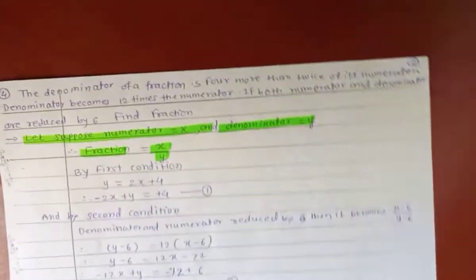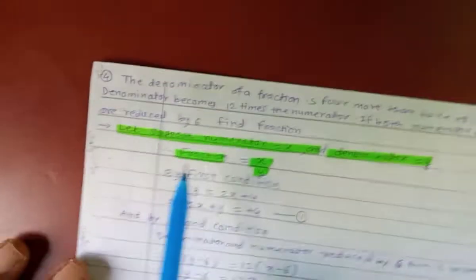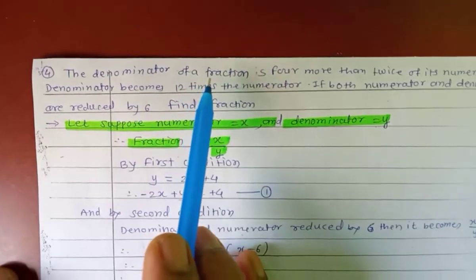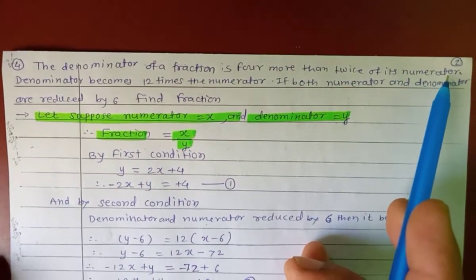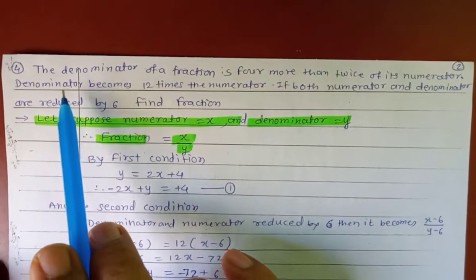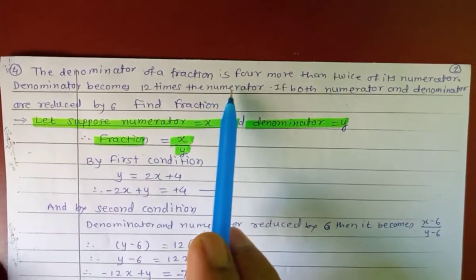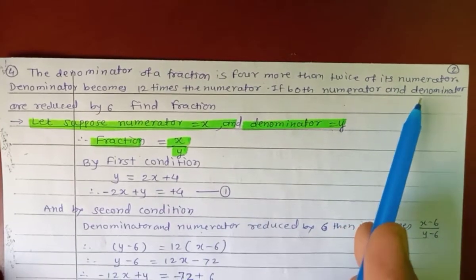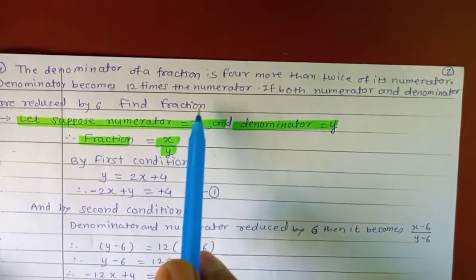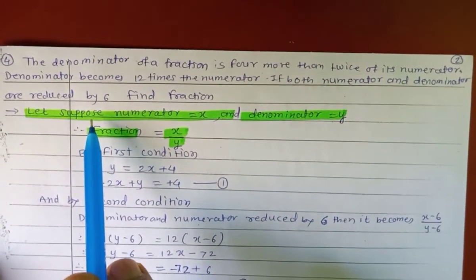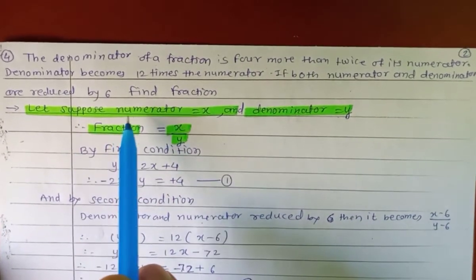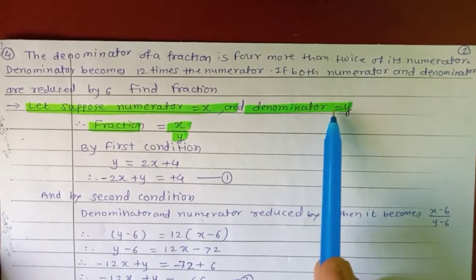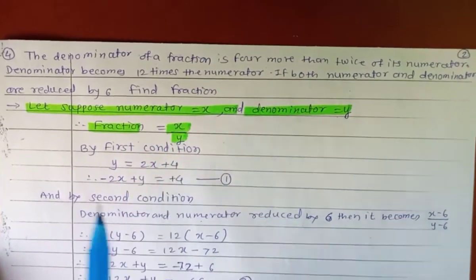Again, there is a fourth example. The denominator of a fraction is 4 more than twice its numerator, and the denominator becomes 12 times the numerator if both numerator and denominator are reduced by 6. Find the fraction. The fraction means numerator and denominator.